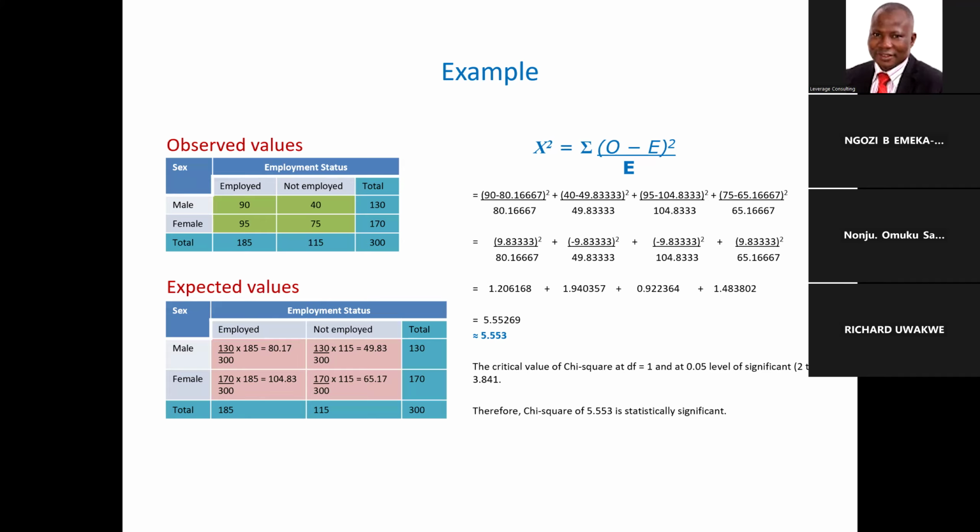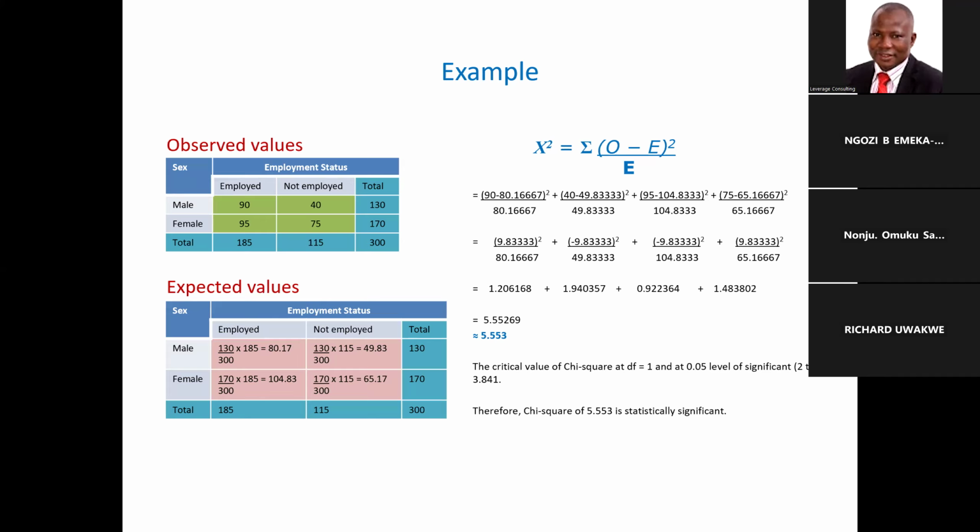Now, you will see that the total male is 130. The total female is 170. When you add 130 and 170, it gives you 300, which is the total. Then if you look at it from the perspective of employment status, the total employed is 185, the total not employed is 115. If you add them together in that direction also, it gives you 300. Whichever way, you get 300.